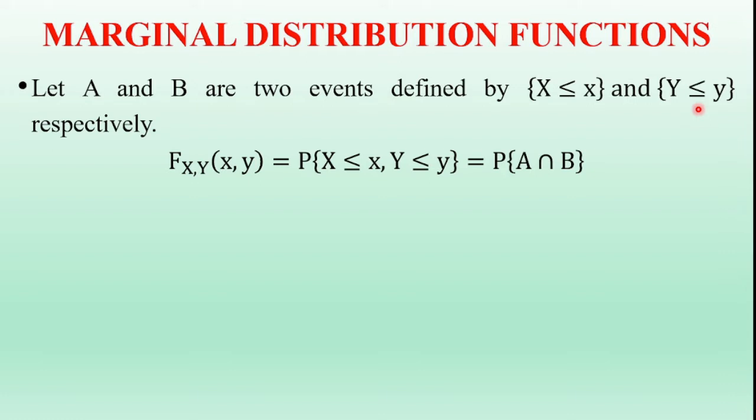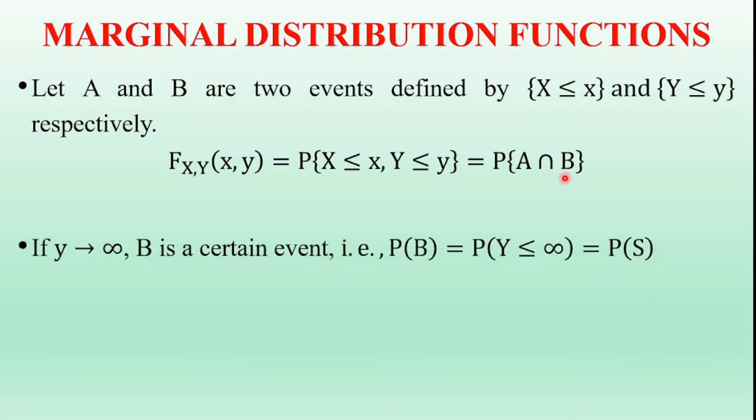The joint distribution function of the random variables capital X and capital Y is given by F_XY of x comma y. Capital F suffix XY of x comma y is the joint distribution function of the random variables X and Y, which is equal to the probability of X less than or equal to x comma Y less than or equal to y. X less than or equal to x is the event A and Y less than or equal to y is the event B, so the probability of A comma B, which is also denoted as the probability of A intersection B. This is the definition of the joint probability distribution function of the random variables X and Y.